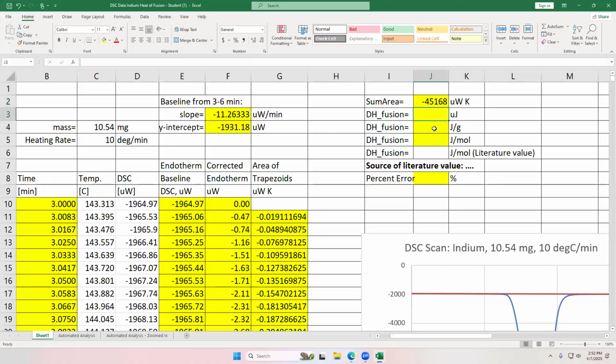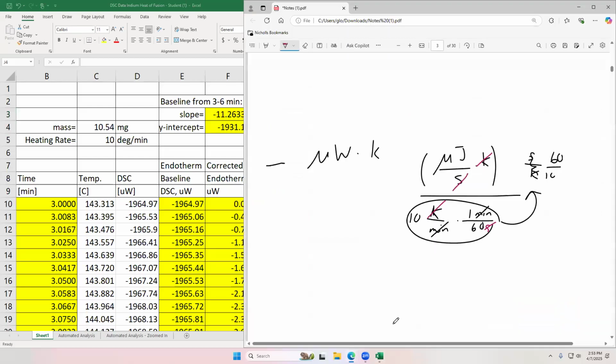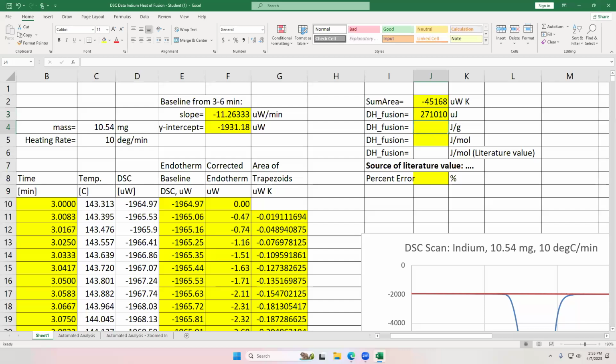So this is going to be equal to the negative of the area, since you have an area that is negative and this is an endotherm. So minus this number times 6, right? You multiply by 6, 60 over 10. That's the delta H of fusion for your sample. What's the delta H of fusion per gram? You just need to know the mass. Here's the mass right here.